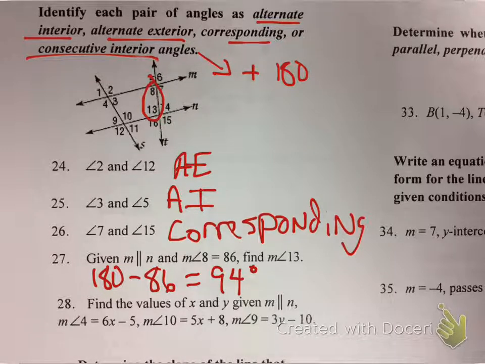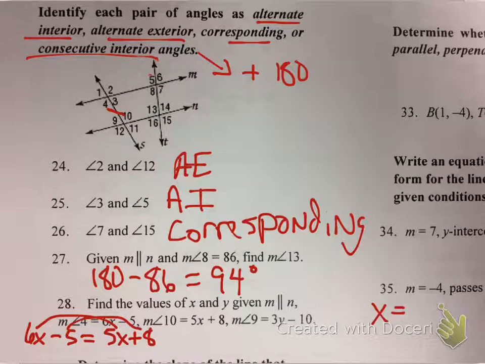Let's see here. Find the values of x and y given that M is parallel to N, and angle 4 is equal to 6x minus 5, angle 10 is equal to 5x plus 8, and angle 9 is equal to 3y minus 10. Okay, let's look. 4 and 10, those are alternate interior angles. Those should be congruent. So we should be able to say 6x minus 5 equals 5x plus 8. Variables to the left, numbers to the right, and that should get you that x is equal to 13.